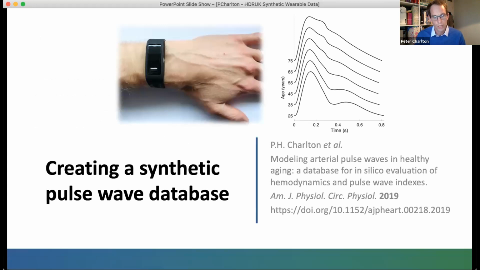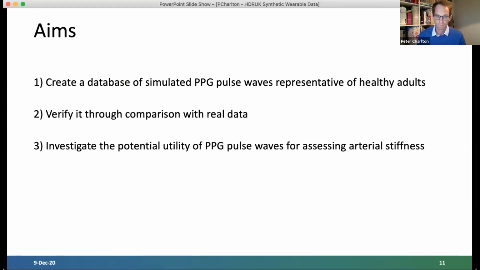So I'll now discuss our work on creating a synthetic pulse wave database. Our aims were firstly, to create a database of simulated PPG pulse waves representative of healthy adults. Secondly, to verify it by comparing it with real data. And thirdly, to investigate the potential utility of PPG pulse waves for assessing arterial stiffness.